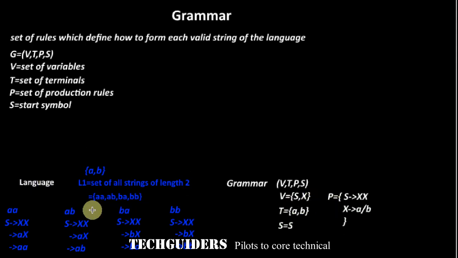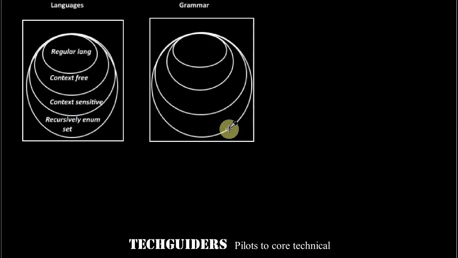So this is the grammar for this language, or this is the generator of the entire language. Similarly, for every language, there will be a grammar. Using the grammar rules, we should be able to generate each and every valid string of that language, and hence the grammar is called the generator of a language. Every language has a corresponding grammar.